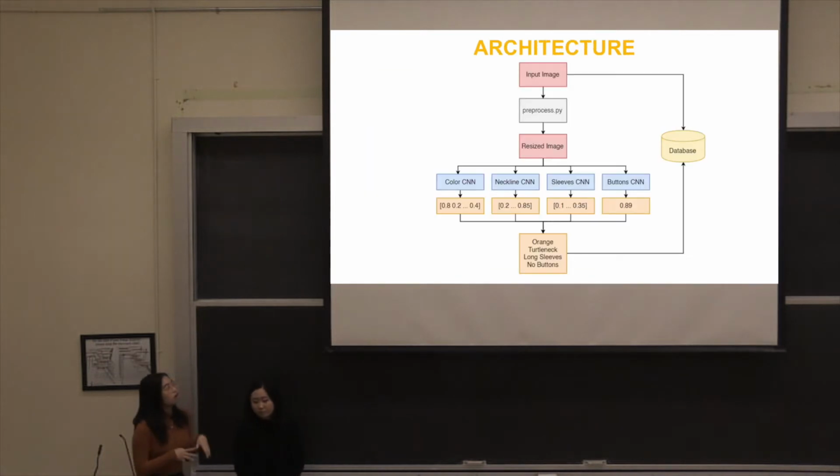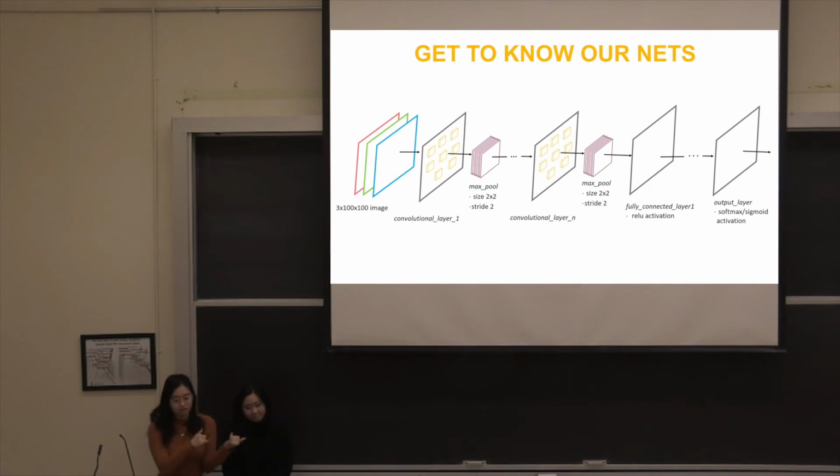And then a general architectural overview of our project. So if you take an input image, we pre-process it, resize it, normalize it, and then pass it through each of our 4 CNNs, one for each feature, to get the corresponding one-hot tensor output that we convert into, again, the categorical feature and then store it into our database.